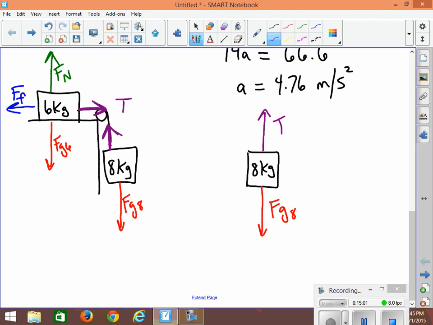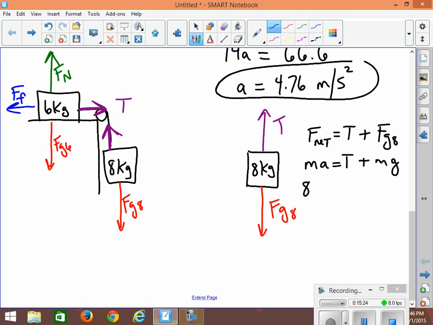And so we can write a very, very simple Fnet equation to describe this. The net force is the tension plus the gravity pulling it down. And Fnet is equal to ma. And tension here, gravity, mg. So we know that this is an 8 kilogram mass, but here's the catch. The whole system was accelerating at 4.76 in a clockwise sort of direction. Well, that means that every part of the system must be doing the same thing.